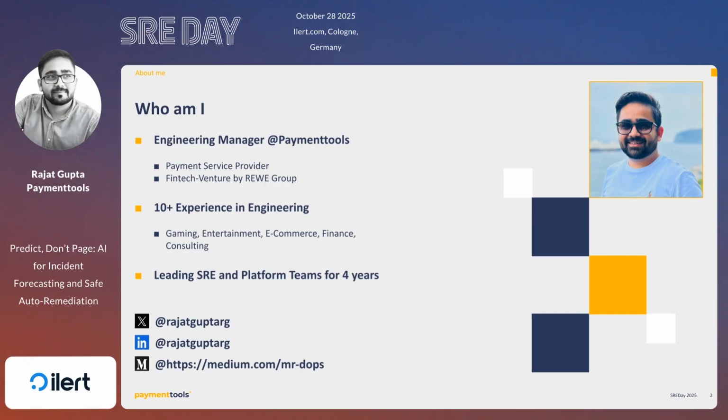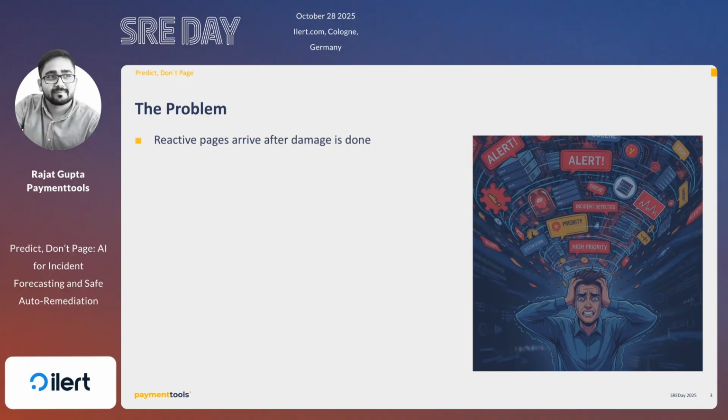And the problem, this is what we talked about. We do get reactive pages. What that means is the damage has already been done. And when that damage has already been done, then we act upon it to fix that. And that is reactive behavior.